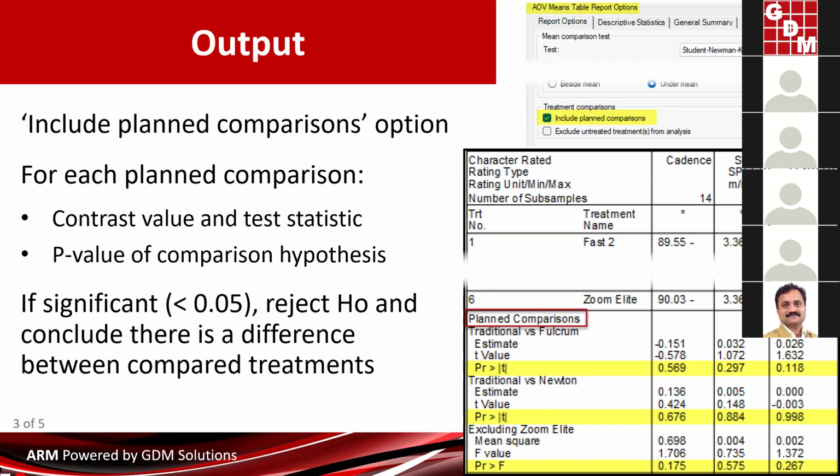If you do have that on and the trial that you're summarizing has comparisons, then you'll see on the AOV report a kind of extra table inserted right underneath your treatment means and mean comparisons. And that will be a table of all of your planned comparisons that you have set up.